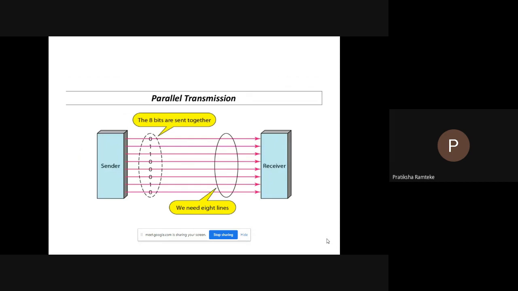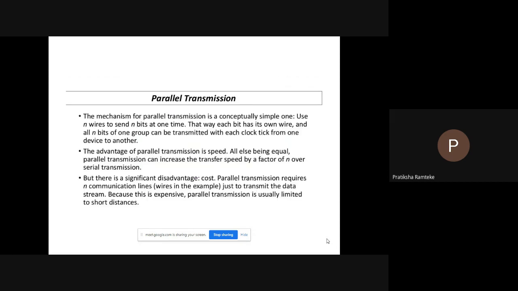First, parallel transmission. The mechanism of parallel transmission is conceptually simple. Use n wires to send n bits at one time. That way each bit has its own wire, and all n bits of one group can be transmitted with each clock tick from one device to another.